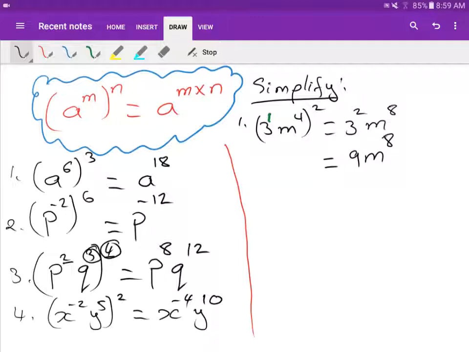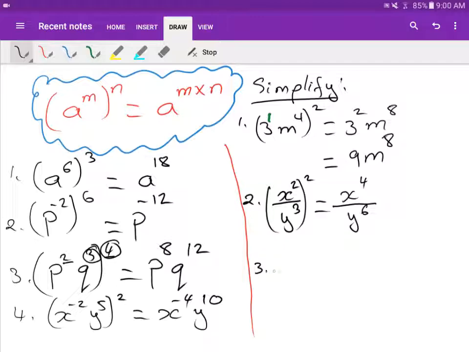Okay, next one, number 2. Let's make it x squared, y to the power 3, all to the power 2. See how it works. Same rule. For x, 2 times 2 is 4, so x to the power 4. Just do one step at a time. For y to the power 3, 2 times 3 is 6. So y to the power of 6. See, very easy. Just stick to the rules.